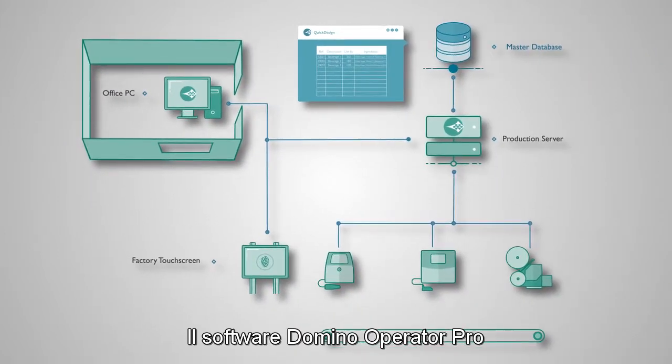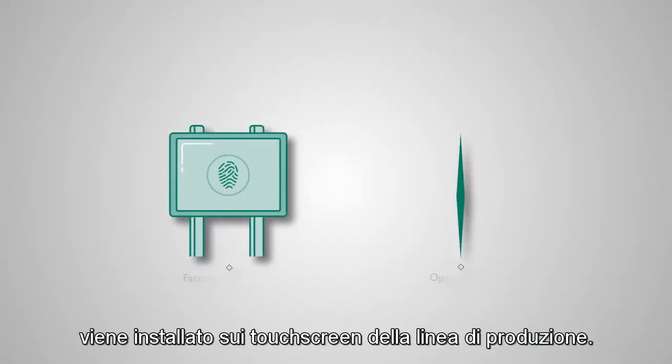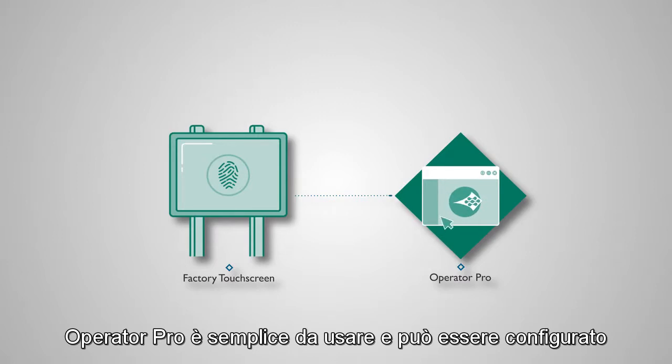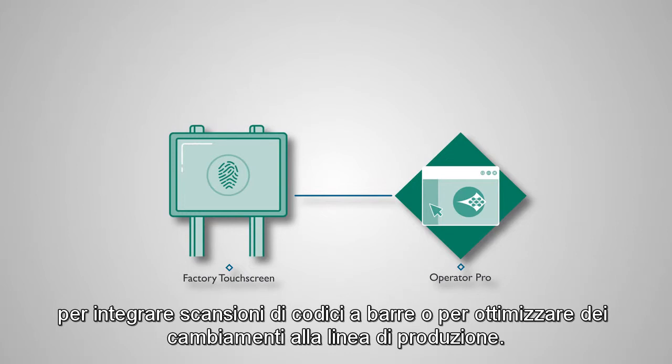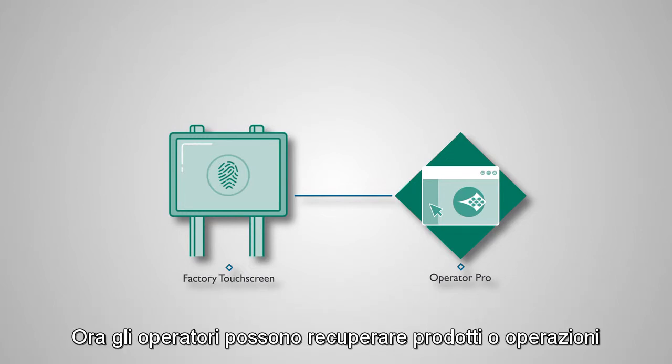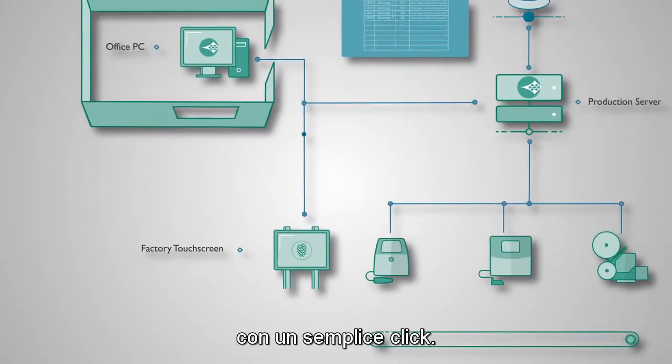Domino's Operator Pro software is installed onto the factory touchscreens. Operator Pro is an operator-friendly application which can be configured to select jobs, pick from lists of products, or integrate with barcode scanners to streamline production changeovers. Now operators can retrieve products or jobs from the master database and send them to the entire production line at the click of a button.